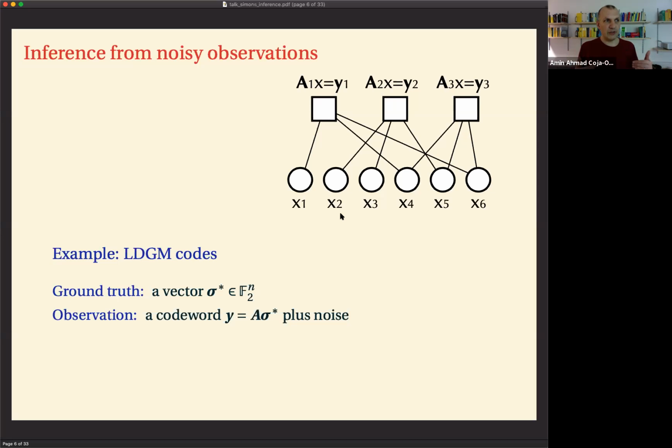And our job as a student is to recover the original message sigma star from the noisy observation that we receive, namely we receive not actually the code word, but the code word plus some noise vector that was introduced by the channel. And of course, the noisier the channel, the harder it will be to recover sigma star. And also the larger the matrix A, the taller this code word Y becomes, the more rows the matrix A has, the easier it should be in principle to recover the ground truth.